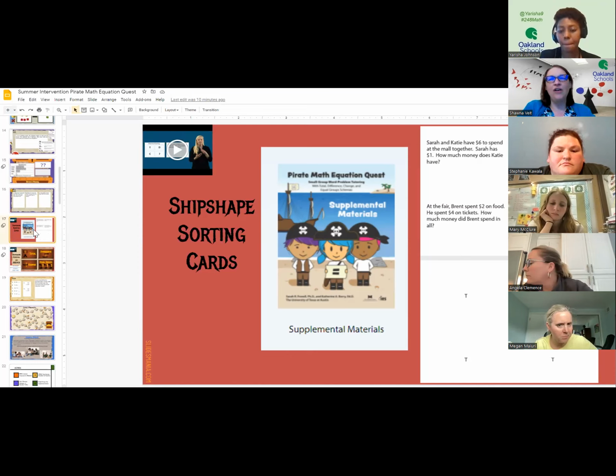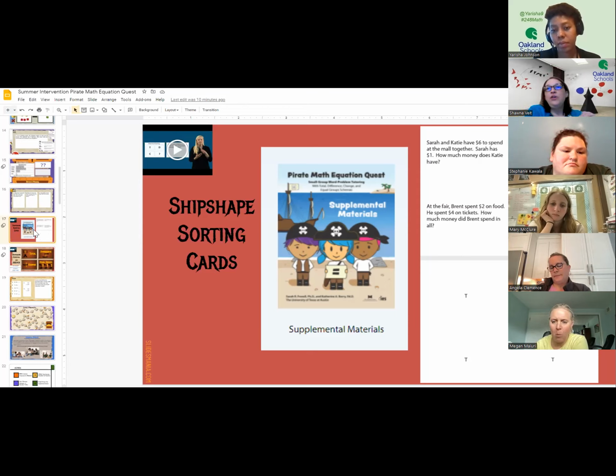So you're going to keep these all face up with the words, and then you're going to ask kids to sort. And we're going to sort initially with total, difference, and change. Once kids get a little bit more experience, you can add in the equal group problems, but I wouldn't start there. So if you would like to try the digital version, we're going to use that on Desmos, and I'm going to show you what that looks like.